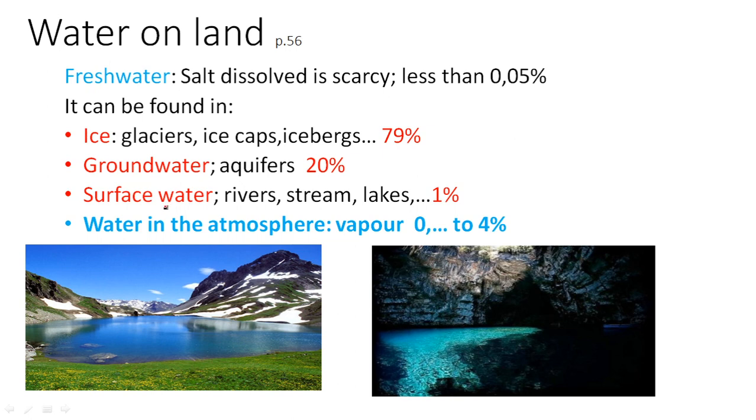Also, we have water at the surface, like lakes, rivers, and so on. And we can find water in the atmosphere as vapor, and also we can find water in living things. You know that the most part of our body is water, and the same is for plants and other living things.